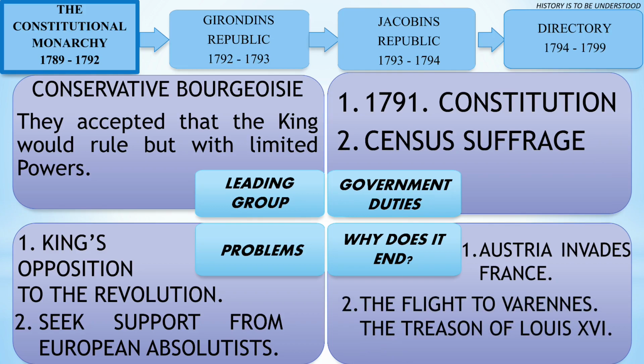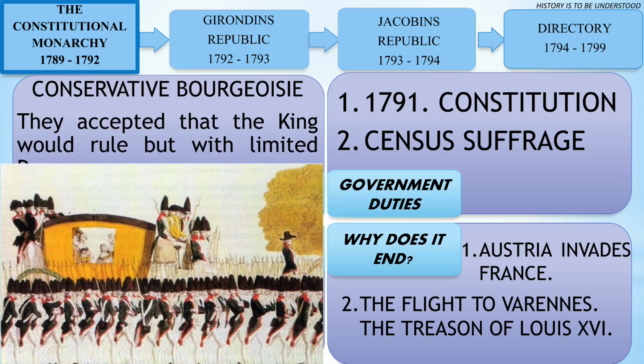However, the escape from Varennes failed, and the royal family was arrested and accused of treason. Unfortunately for Louis XVI, the guillotine would soon be in charge of ending the monarchy in France.